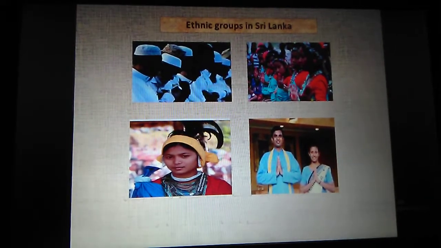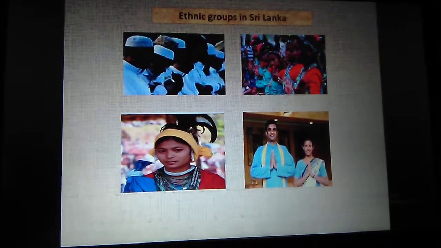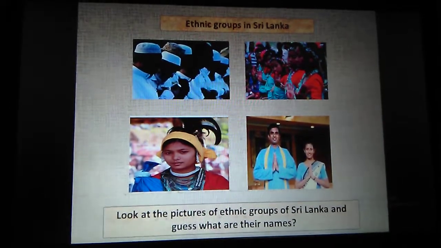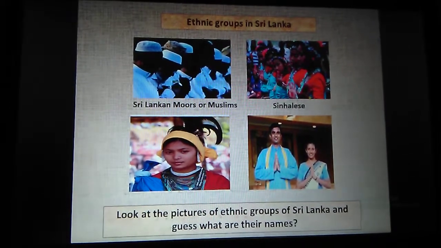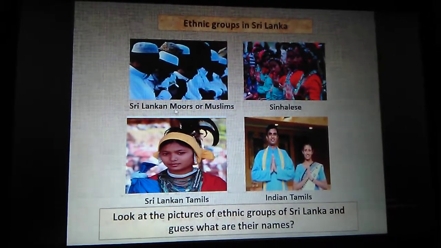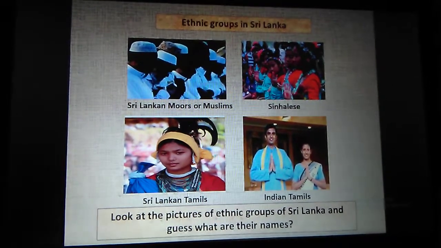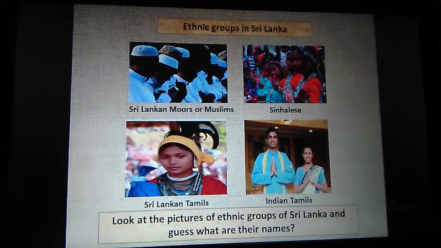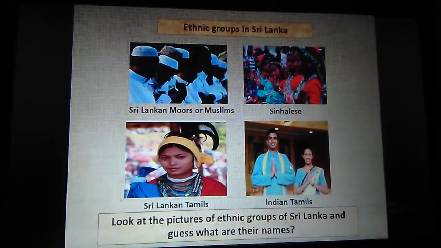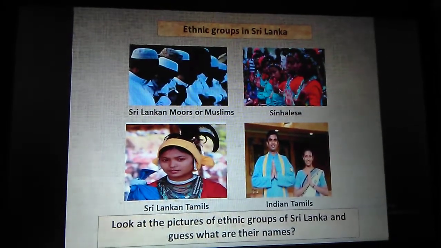Look here, there is a picture of the ethnic groups in Sri Lanka. Can you guess the names of them? Sri Lankan Moors are Muslim. They are the Moors. And Sinhalese, then Sri Lankan Tamil and Indian Tamil. There are five types of ethnic group in Sri Lanka. Here you have seen the four types.